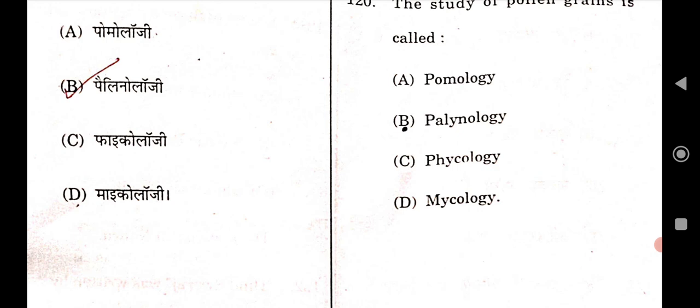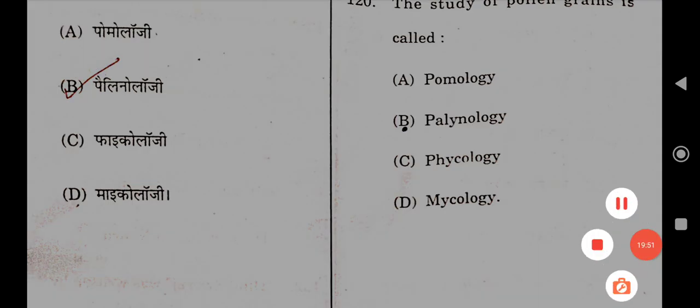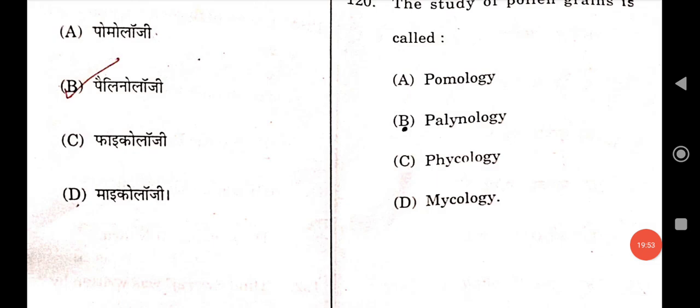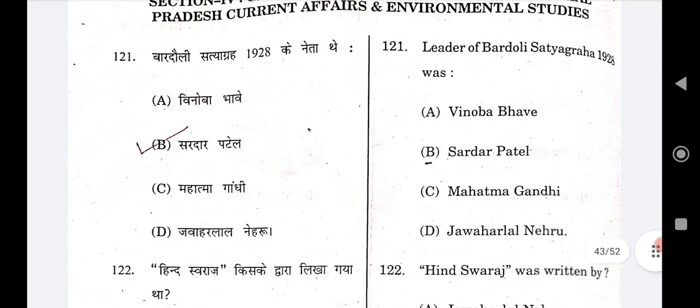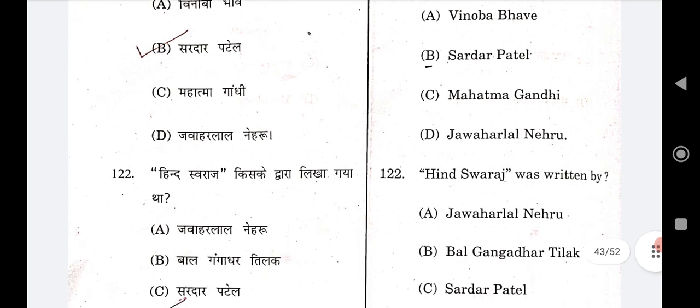So with this, our biology section is also over. Now I'll be discussing the GK section, and that is the last section of this paper. So here, the leader of Bardoli Satyagraha 1928 was, so the correct option is Sardar Patel. B is the correct one.